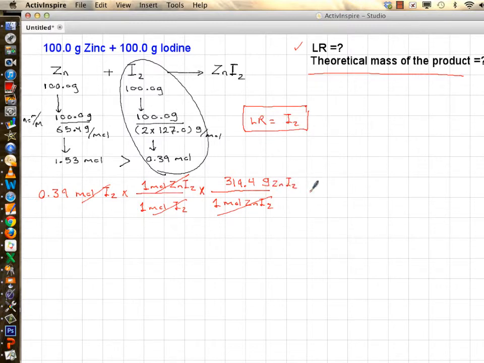Your final answer will have grams of zinc iodide, which is your theoretical yield, and it happens to be 124.6 grams. So we calculate the theoretical yield of our product. The only product we have is zinc iodide. Now let's go to the next slide and look at percent yield.